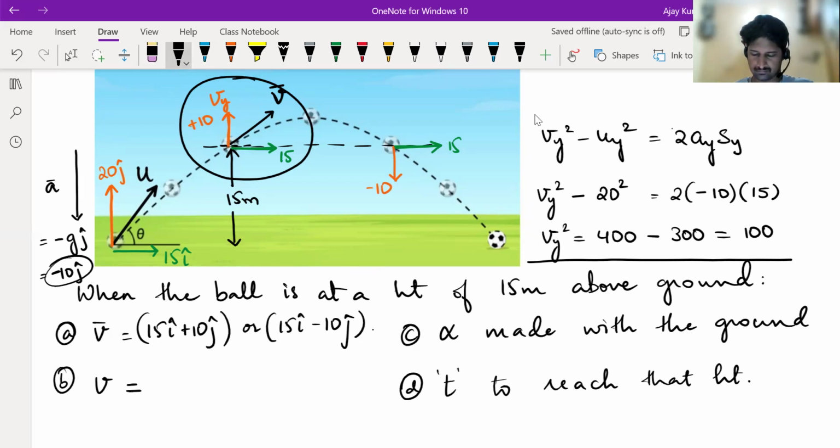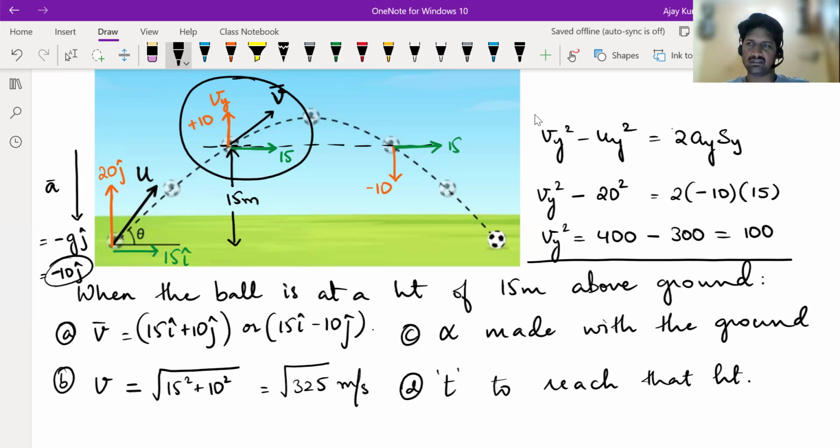Root of 15 squared plus 10 squared. Square root of the x component squared plus the y component squared becomes square root of 325, that is 225 plus 100. So 325 meters per second. You won't assign a direction to speed. Speed by definition only has magnitude. So that is how fast it is moving at that height.